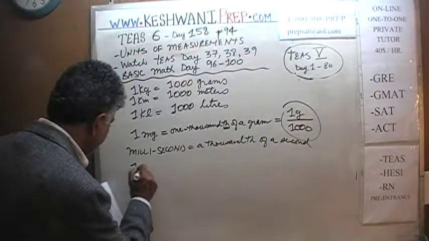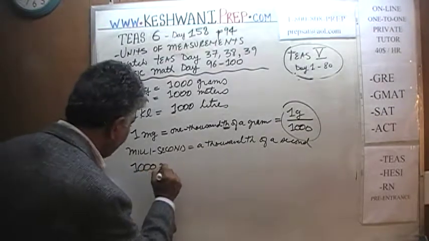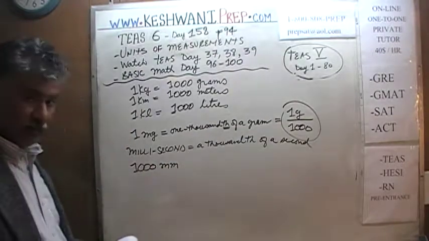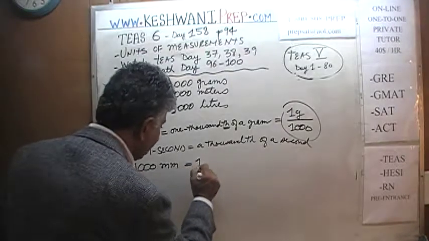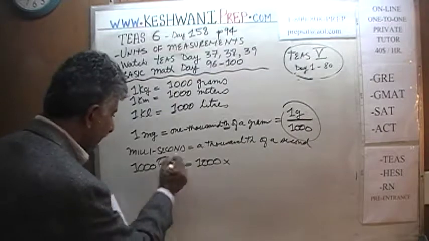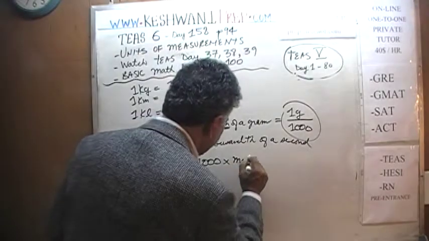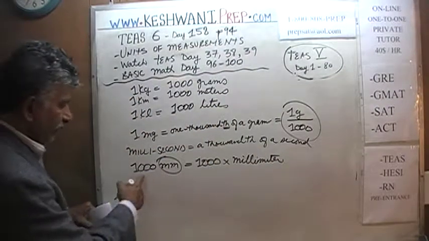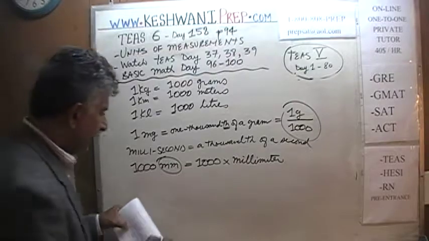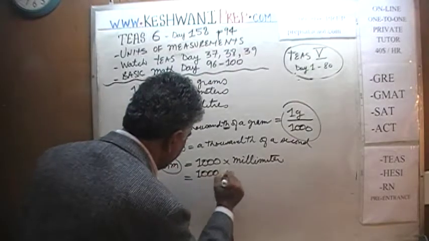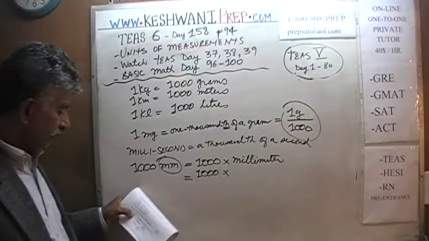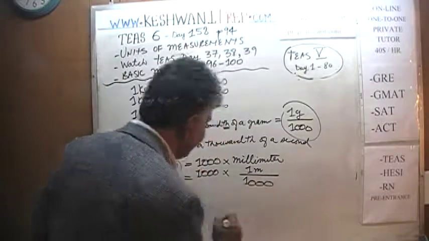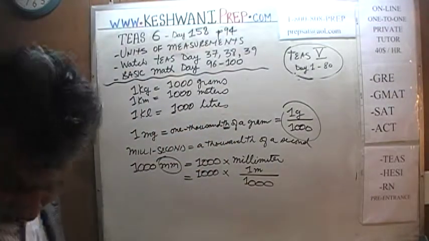How much do you suppose it would be if I told you that I have a 1,000 millimeter long object? Let's find out, shall we? 1,000 millimeter is simply 1,000 times a millimeter. But millimeter we know means 1,000th of a meter. You take your 1 meter and you divide that by 1,000. That's a millimeter.